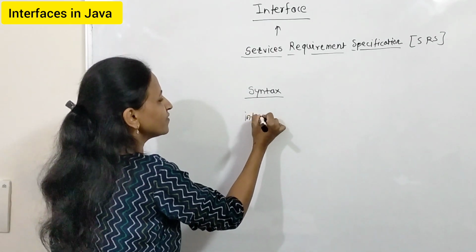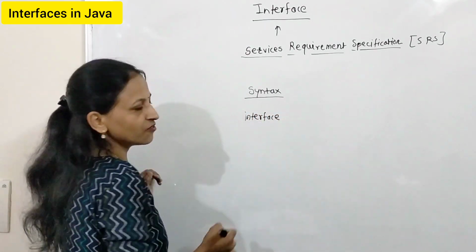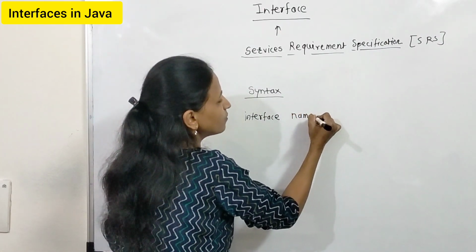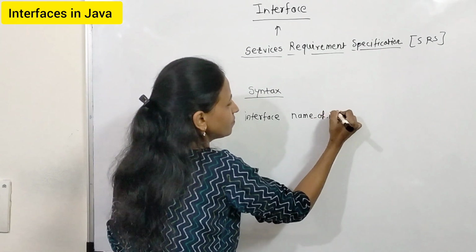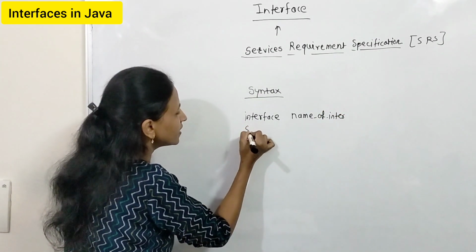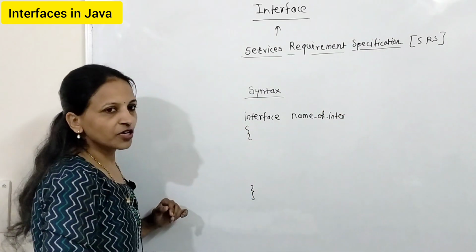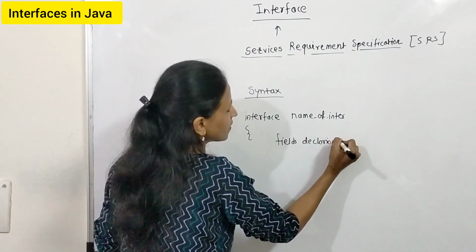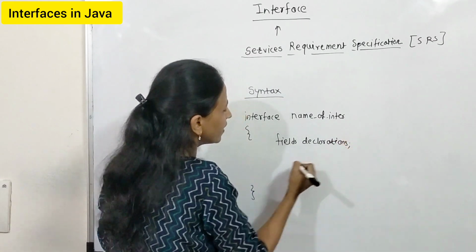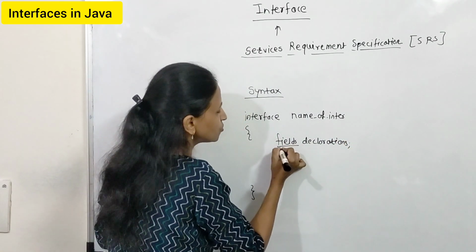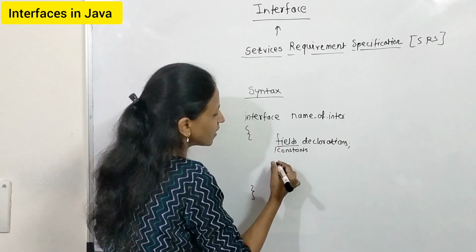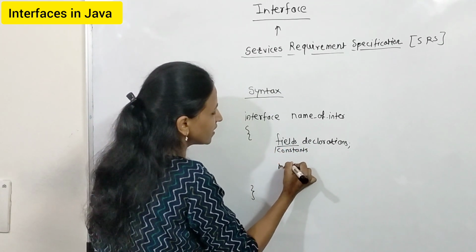Now how to write it? Just write the interface keyword. This is a keyword, and then write the name of that interface. Any name you can give. Then inside this block you can write multiple fields, and fields means these should be constants, and here method declarations only.